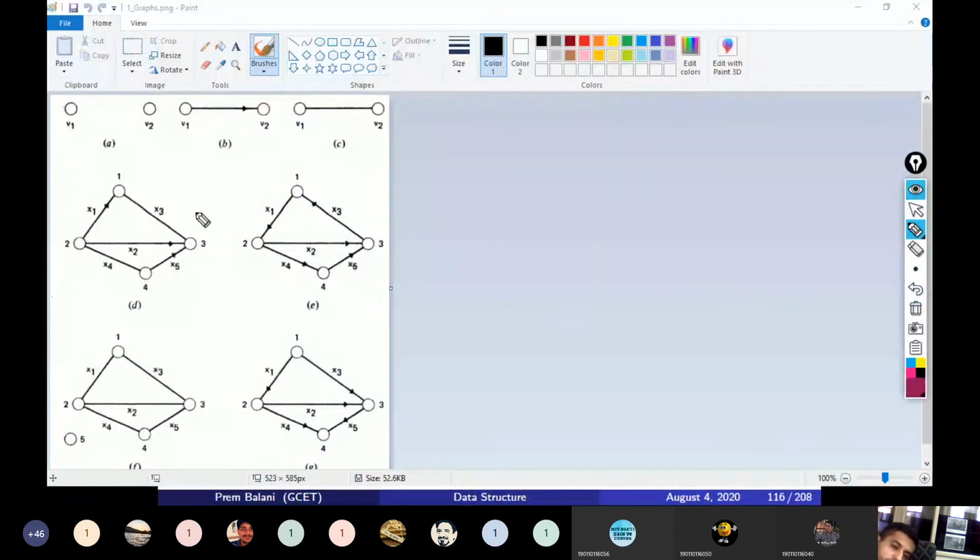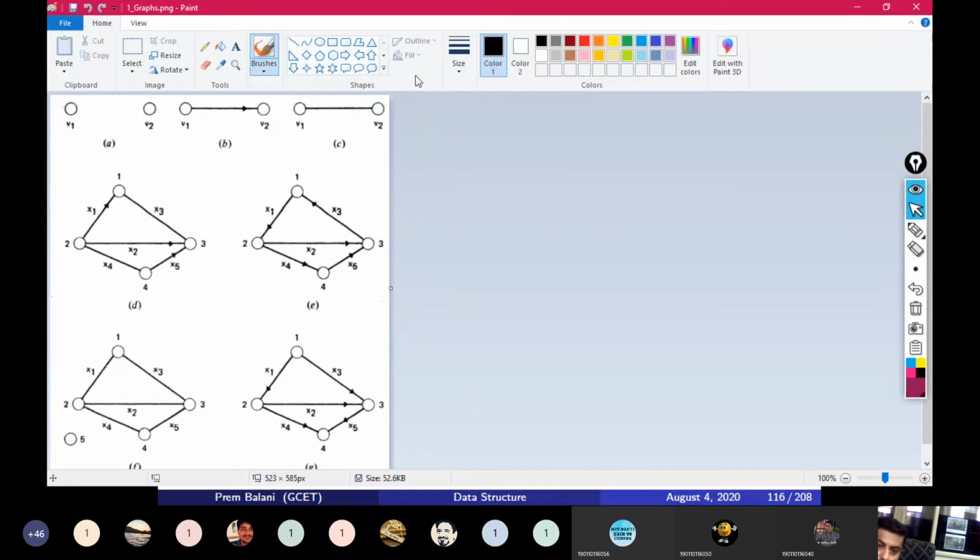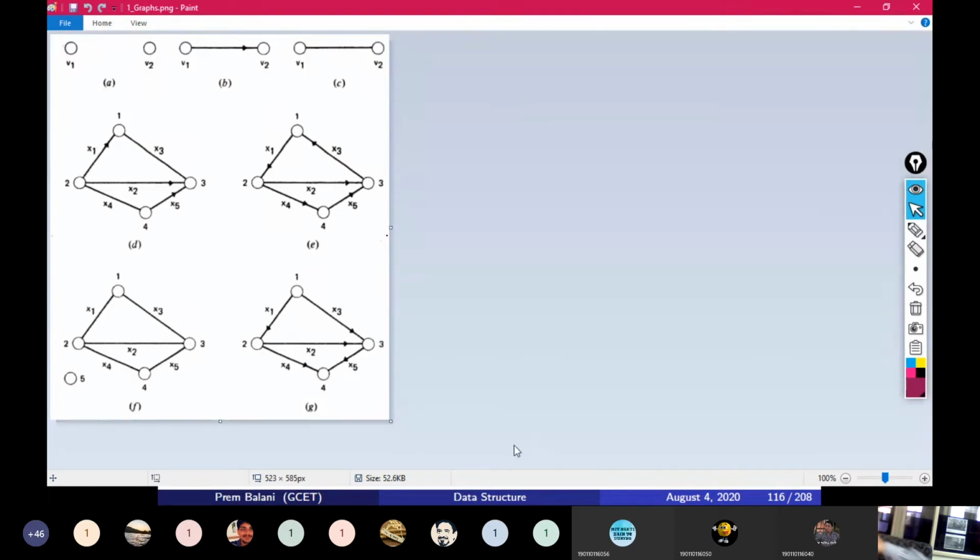if you see this here, there are A, B, C, D, E, F, and G. 7 graphs are there, right? So 7 graphs are there, and every graph is a set of vertices and a set of edges. See, for this graph only 2 vertices are there, no edge is there. There is an empty edge set. And this is also a graph. There is one edge. The set of edges has only one edge, and the set of vertices has 2 vertices.